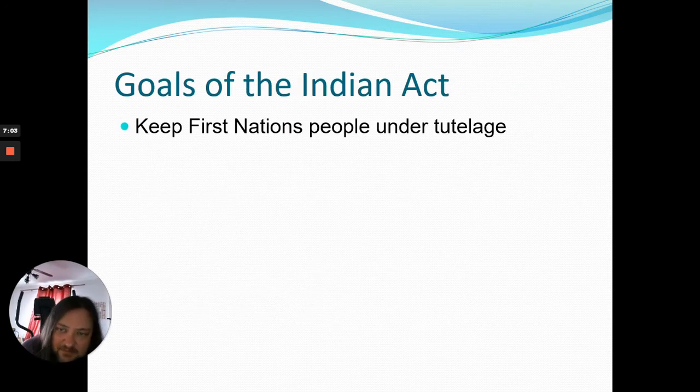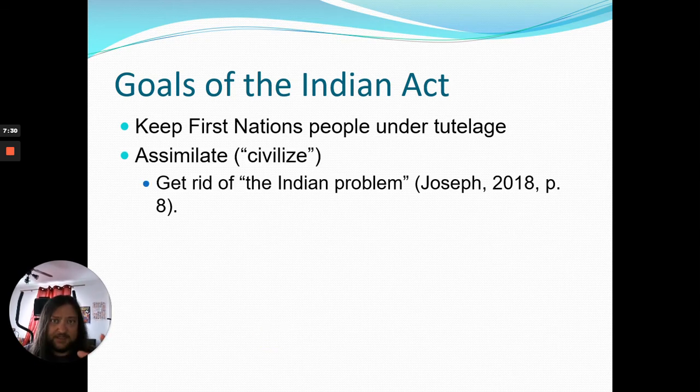Well, they want to keep First Nation, and First Nations is a newer term, but I'm using it out of respect. Whenever we use Indian, we're referring to things that they were saying through the Indian Act, or the language the government was using. But when I'm talking about people from our current perspective, I'll use First Nations, but we're talking about the same group of people here. So the government wanted to keep them under tutelage. So basically, we're controlling you.